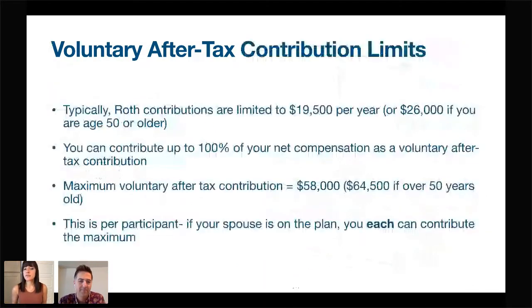Typically, Roth contributions are limited to $19,500. Of course, if you're over 50, you get your catch up, so you can do up to $26,000 in Roth contributions. With the voluntary after-tax contribution, you can actually contribute up to 100% of your net compensation. So the maximum voluntary after-tax contribution is $58,000, and if you have that catch up, it jumps up to $64,500. This is per participant. So if your spouse is on the plan, you can each get up to $58,000 into the voluntary after-tax contribution bucket.